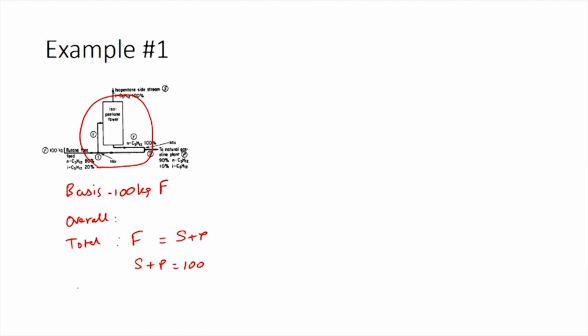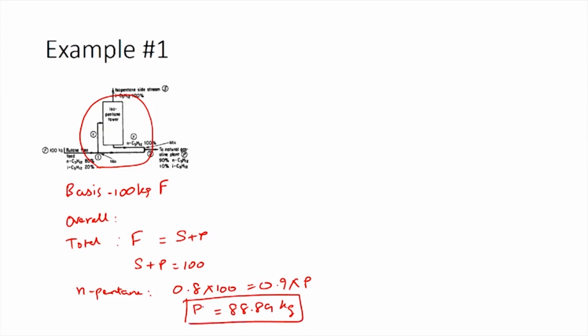We can also write an N-pentane balance. So, the N-pentane balance would be 0.8 times 100, which is the input, equal to 0.9 times P, which is the output. So, from here we can calculate P as 88.89 kilograms and S would be calculated as 11.11 kilograms.